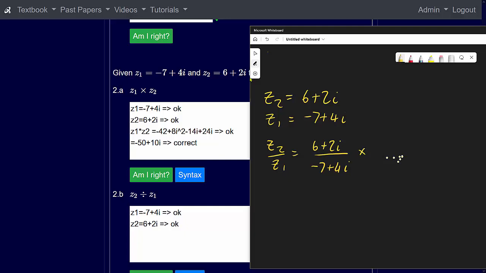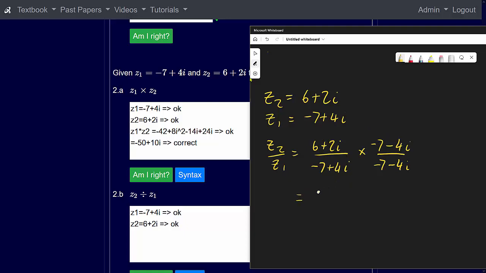Now I'm going to multiply both sides by the denominator's complex conjugate, so that's minus 7 minus 4i. That makes the denominator real. We don't want a complex denominator, and we're going to multiply the numerator by the same, so it's minus 7 minus 4i. Okay, so as before, we'll do the real parts first.